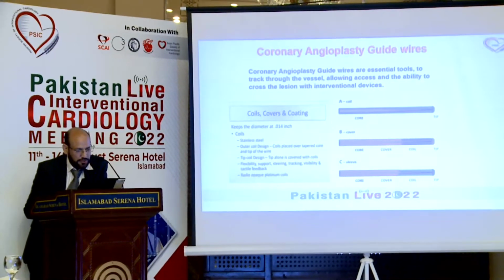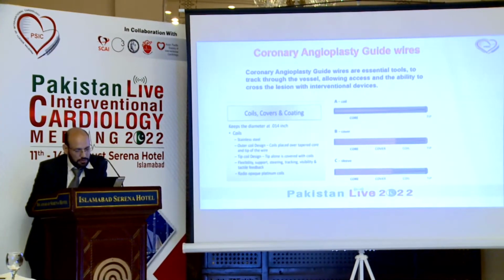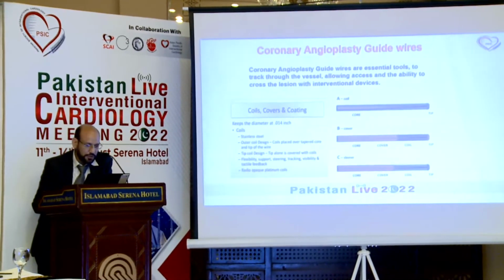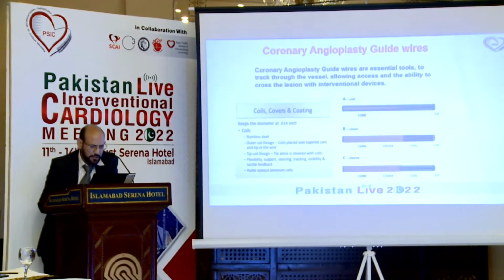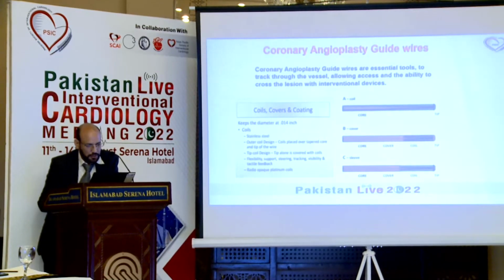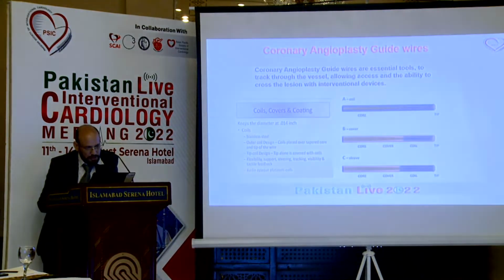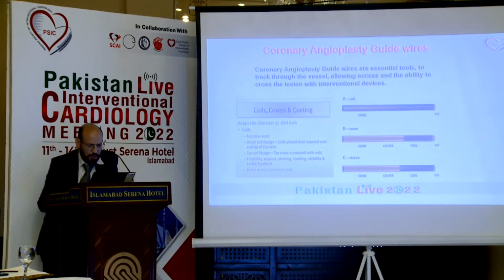The coil keeps the diameter at 0.014 inches. The coil is stainless steel, with varying outer coil diameters. In the design, the coil is placed over a tapered core and the tip of the wire. It's radiopaque platinum coils you see in the picture. In the picture, A is coil, B is cover, and C is coating.